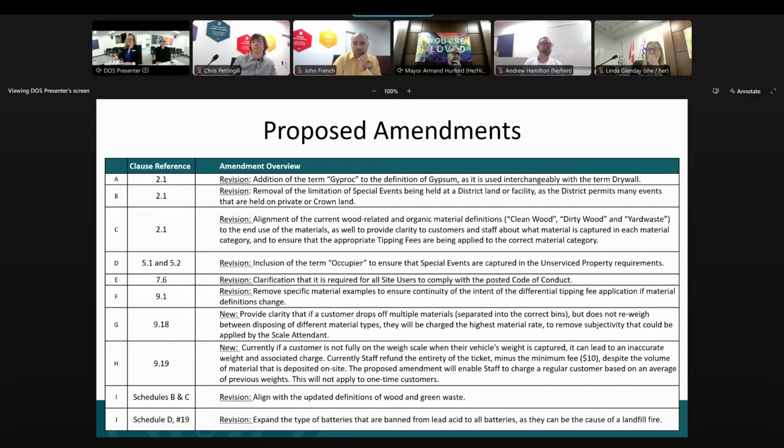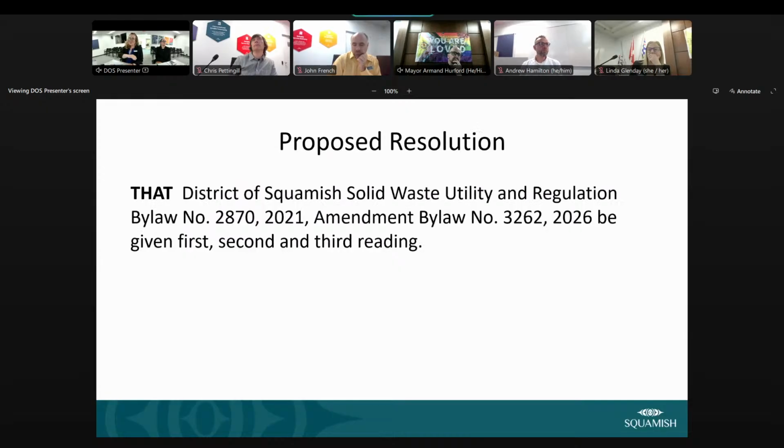Please recycle them elsewhere. With that, I would like to bring forward the resolution that staff are bringing forward, which is that the District of Squamish Solid Waste Utility and Regulation Bylaw number 2870, 2021, Amendment Bylaw number 3262, 2026 be given first, second, and third reading. Thank you.